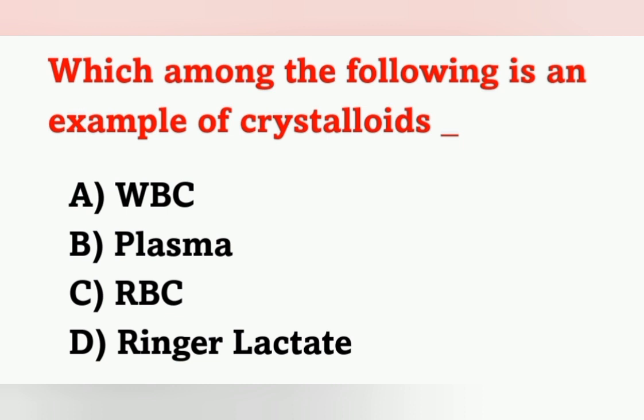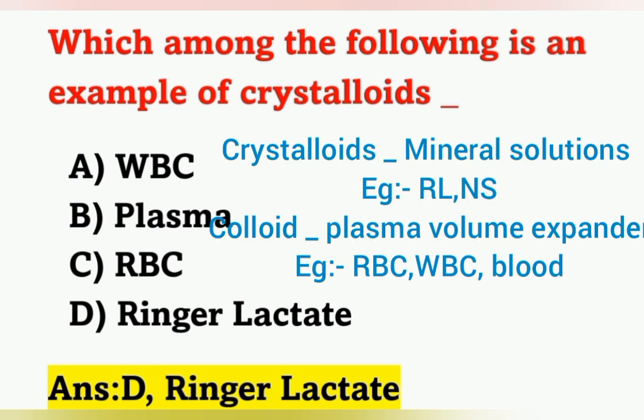The next question: which among the following is an example of crystalloids? Options: option A WBC, option B plasma, option C RBC, option D ringer lactate. Which is an example of crystalloid? The correct answer is option D, ringer lactate.